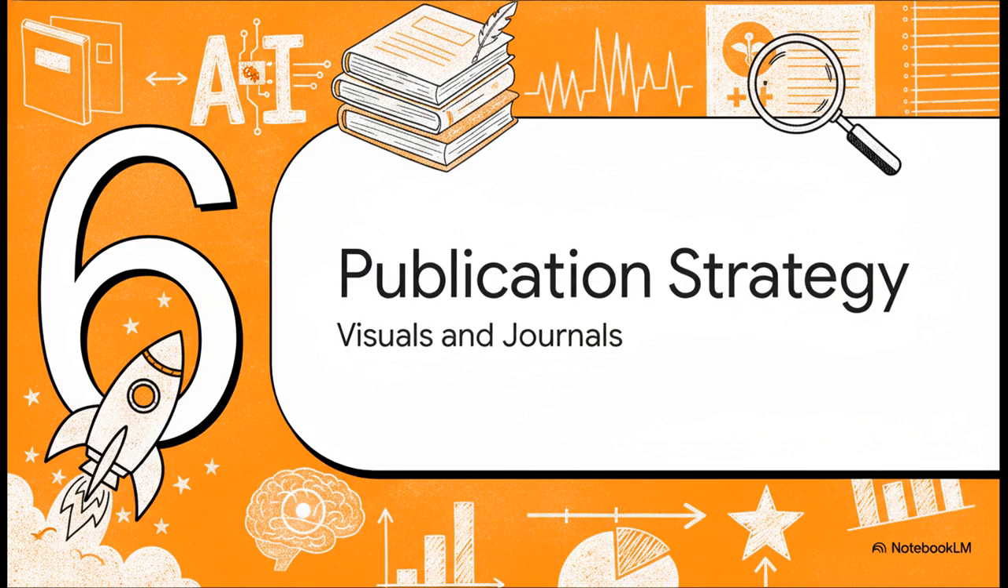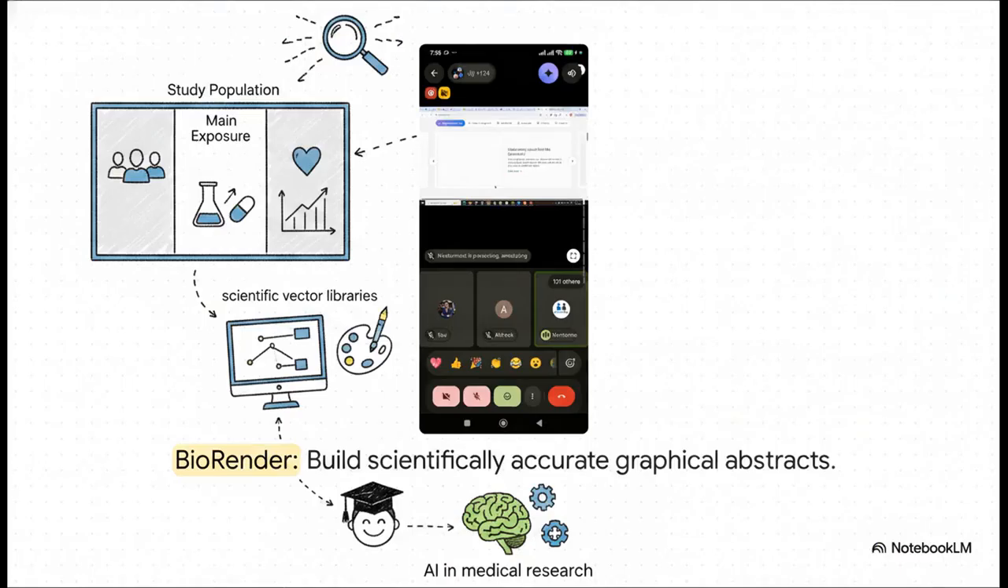Finally, we hit Section 6, the final publication strategy. We are at the finish line, optimizing for high-impact journal submission. Major journals today basically expect a graphical abstract to accompany your text. The gold standard is a strict 3-column visual rule: study population, main exposure, and associated outcomes. Now, using dedicated scientific vector libraries in platforms like BioRender or Mind the Graph, you can build these really easily. You honestly don't need any background in graphic design to create scientifically accurate, beautiful, publication-ready visuals.